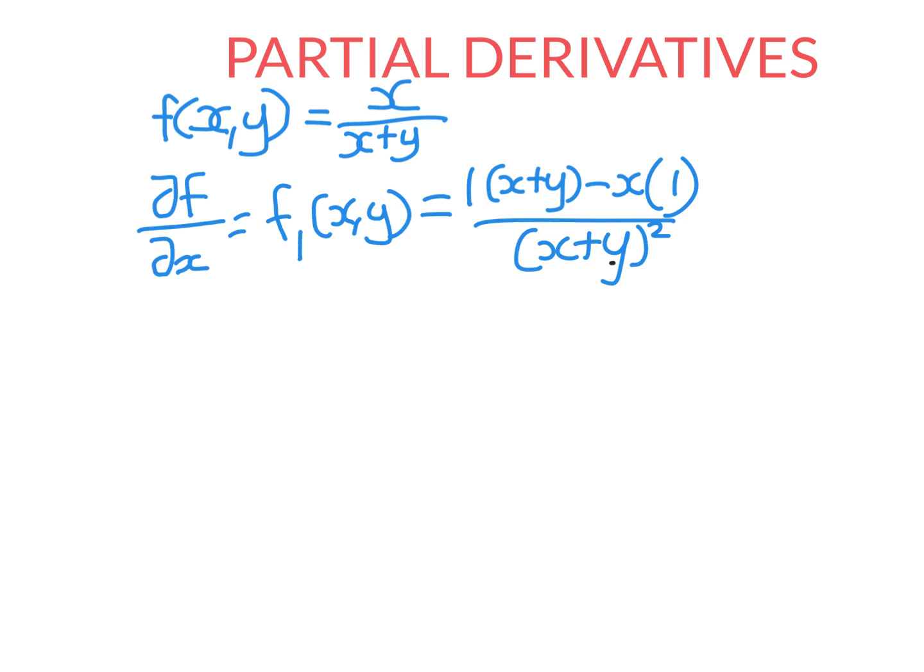So if you expand these brackets, you get x minus x is 0. You're just left with y over x plus y all squared.